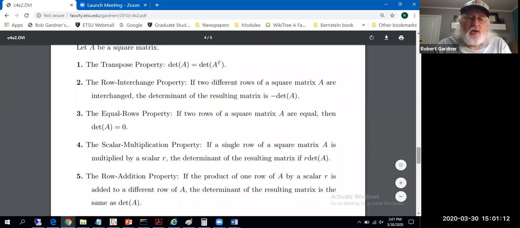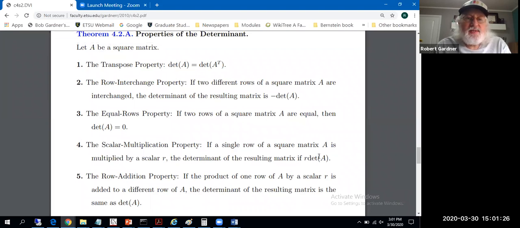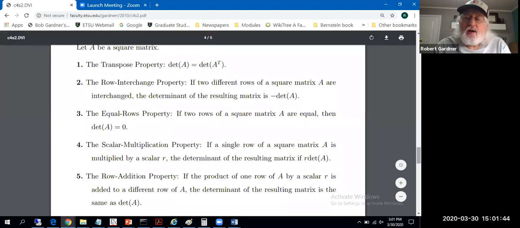The scalar multiplication property, another elementary row operation. If a single row of a square matrix A is multiplied by a scalar R, the determinant of the resulting matrix is R times the determinant of A. So let's see, row interchange swaps determinants by a negative sign. Scalar multiplication of a row modifies the determinant by a scalar multiple of R. See, if we avoided those, that might be to our advantage.